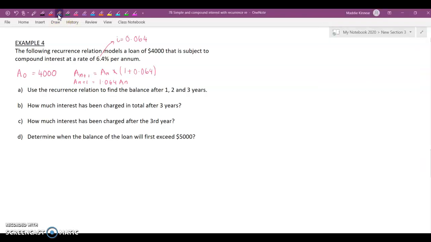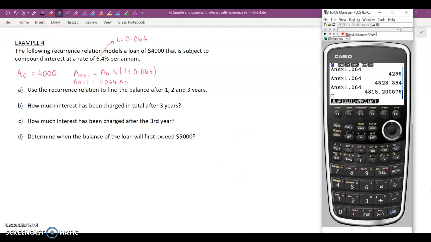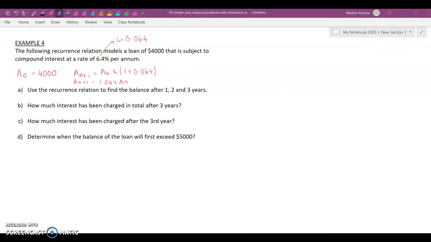Okay, so for part B, it says how much interest has been charged in total after 3 years. To work this out, let's write out our values first up. We have A1 equals $4,256, A2 equals $4,528.38, and A3 is equal to $4,818.20.